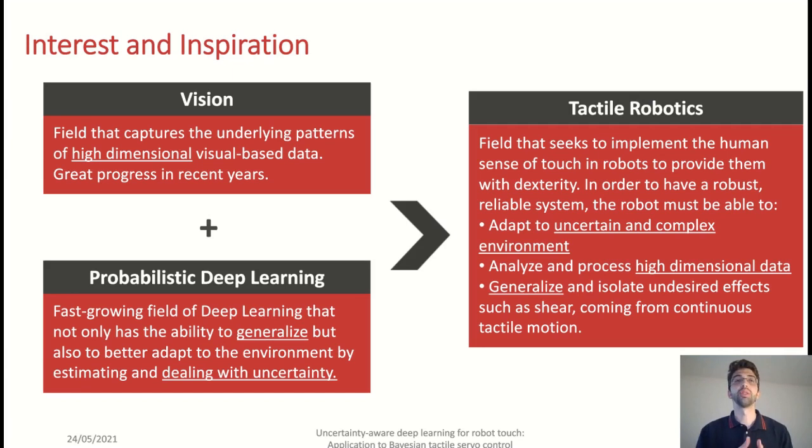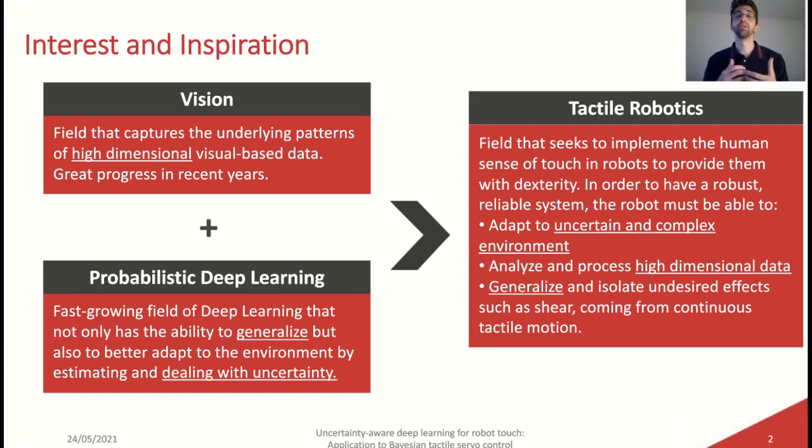The main source of inspiration comes from two different fields. The first one is vision, which captures the underlying patterns of high-dimensional visual-based data. And then we have probabilistic deep learning, which not only has the ability to generalize, but also to estimate and deal with uncertainty. These two fields have been applied to tactile robotics, which is a field that seeks to implement a human sense of touch in robots.